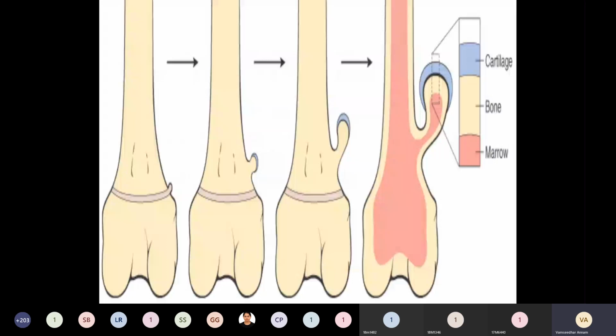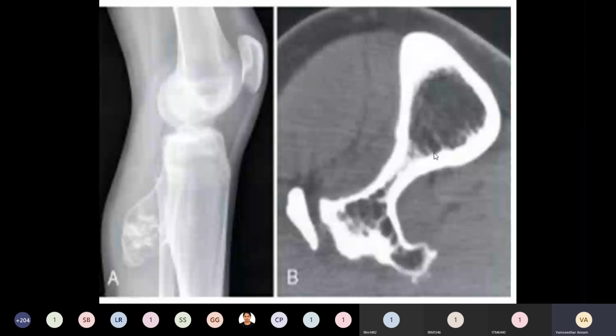If you see this one, it slowly grows like this and forms a stalk. And you are seeing a cartilage cap with bone and bone marrow. So this entire thing is known as exostosis, also known as extra growth. On radiology also you'll be seeing a similar pattern wherein a stalk is seen.